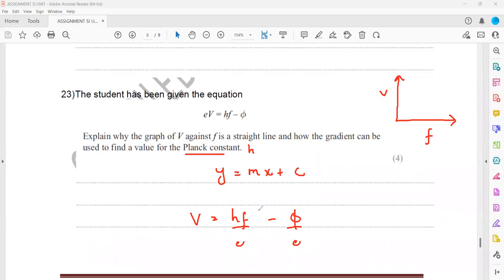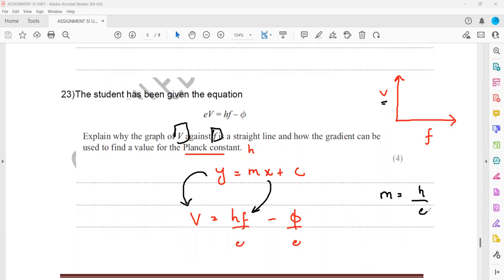So now we will compare with the equation of straight line. What is the equation of straight line? Y is equals to mx plus c. So on y-axis, if I plot V, as you can see on y-axis we have V. On x-axis, if we plot F, because we want to plot a graph between V and F. What is left other than x is a gradient. So what will be the gradient? The gradient will be equals to h divided by E.